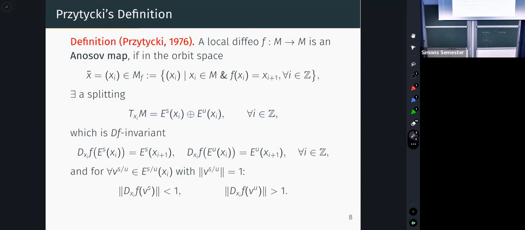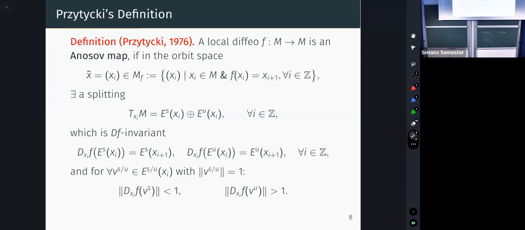And in this orbit space, you have a splitting at every point such that this splitting is actually Df invariant. For this splitting, you have the stable bundle and unstable bundle. The stable bundle is uniformly contracting, and the unstable bundle is uniformly expanding. Because here you have the orbit space, what you do is fix the negative orbits. This is why you can have the unstable bundle.